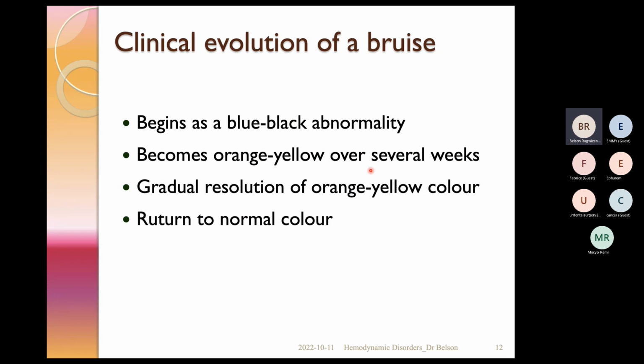So what is the clinical evolution of a bruise? It begins as a blue-black abnormality, becomes orange-yellow over several weeks. This is a bruise. You remember what I presented before? It was a purpura. So here it takes several weeks to become yellow, while for purpura, it takes a few days to become yellow. This is because in purpura, there are small hemorrhages. So the changes can appear very easily.